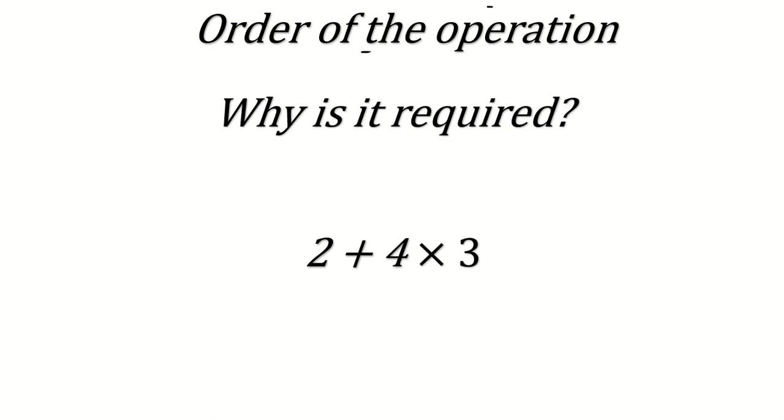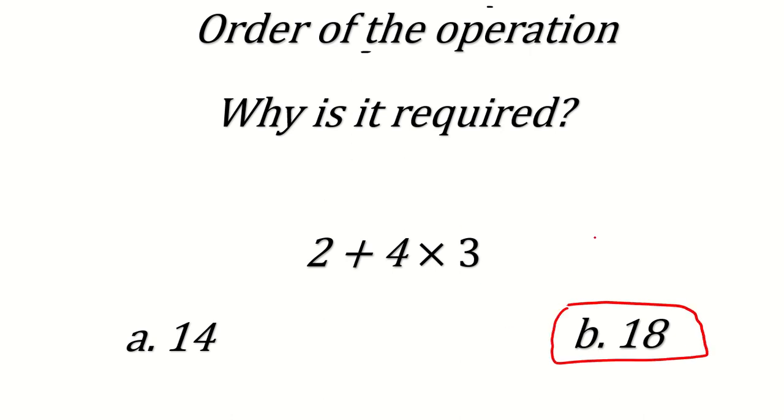2 plus 4 multiply 3. Though it is a very simple expression, sometimes in a hurry or because of some misconceptions, a student makes a mistake. If I give you two options, first is 14 and second is 18, there will be some ratio of students who will choose 18 as the correct answer. Why? Because there is a misconception: they will add 2 plus 4 first and then multiply it by 3, and they will get the answer 18, which is wrong.